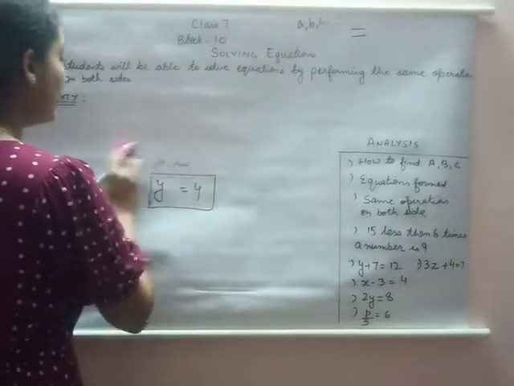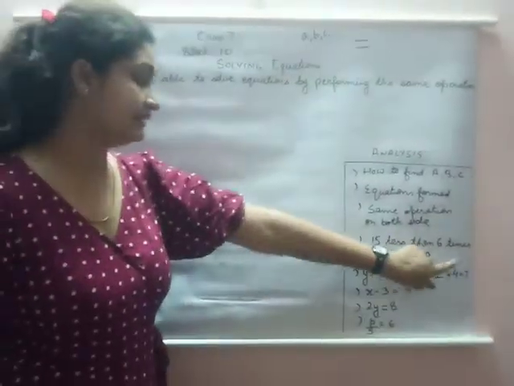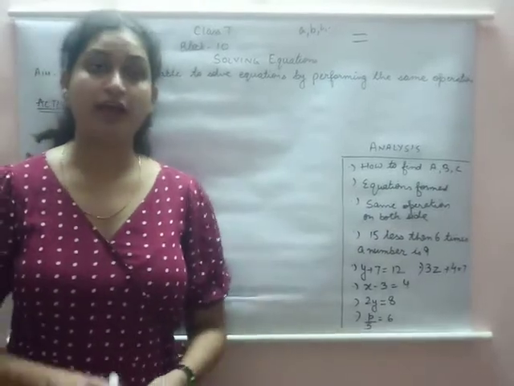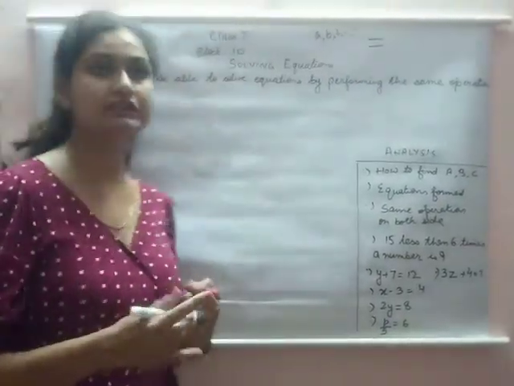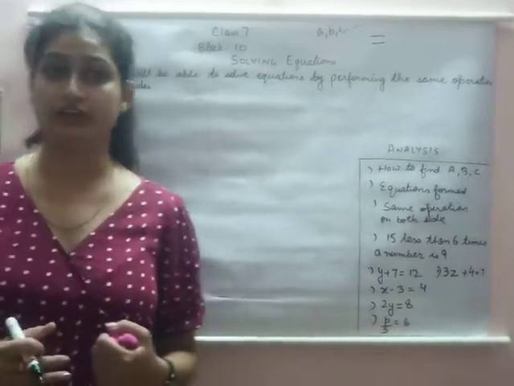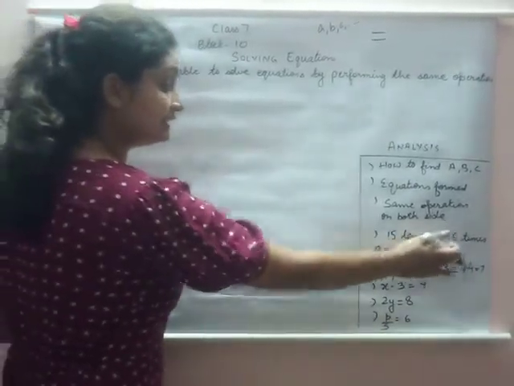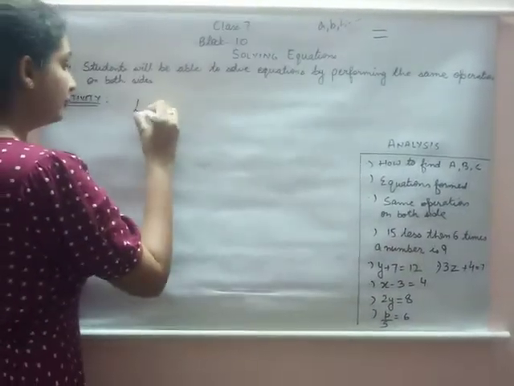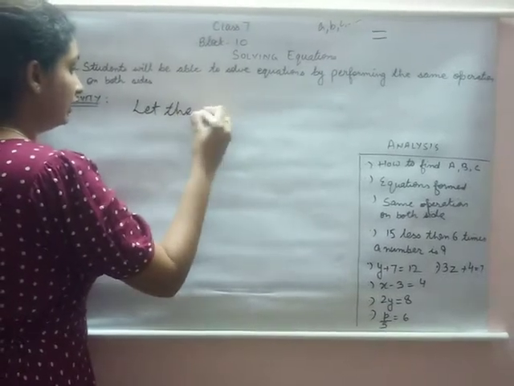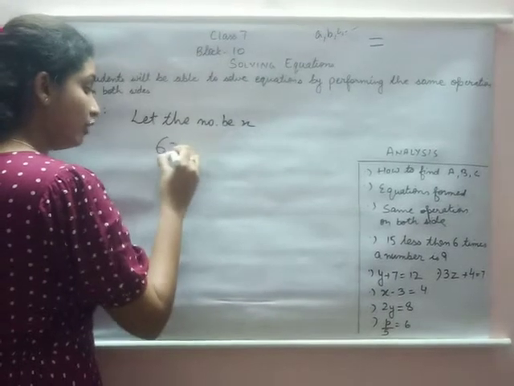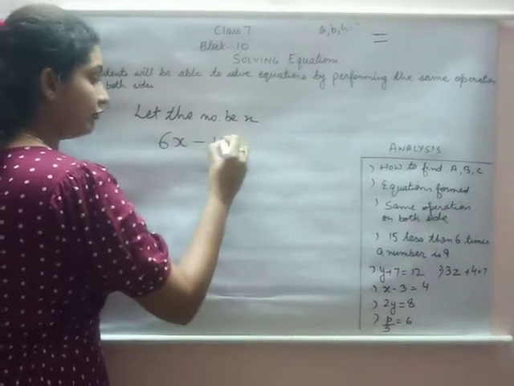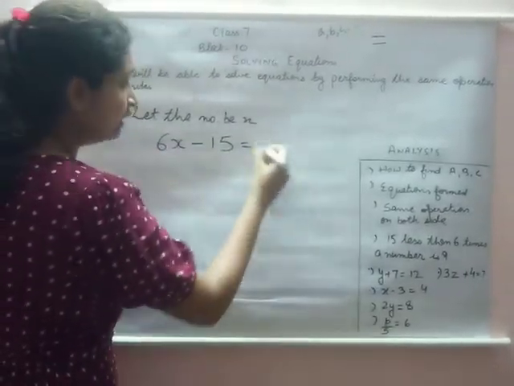Now one more question is there on the screen, that is 15 less than 6 times a number is 9. We have to frame this equation. 15 less than. Less means we have to subtract 15. From what? From 6 times a number. Let the number be x. 6 times that number, and then we have to subtract 15 and we'll be getting 9.